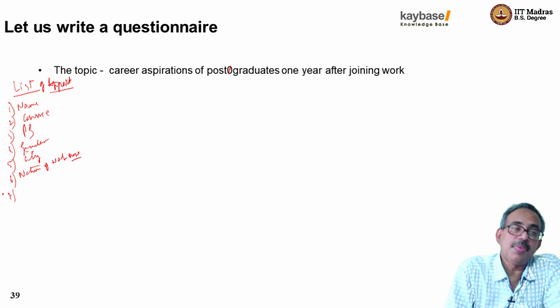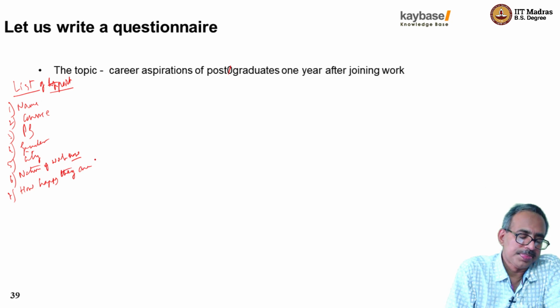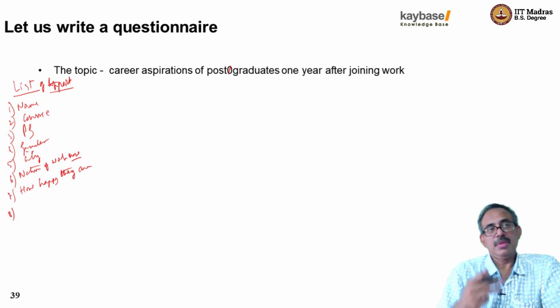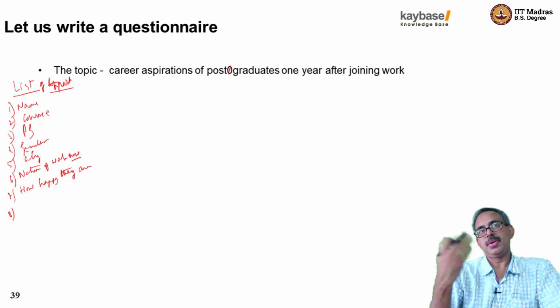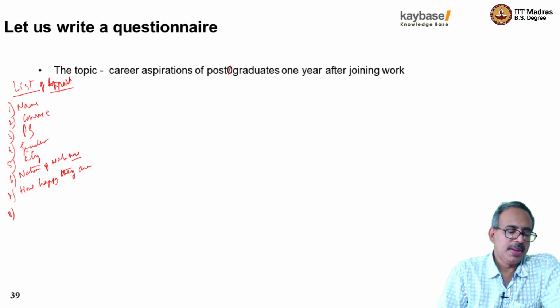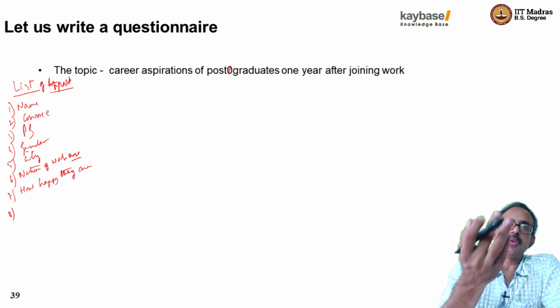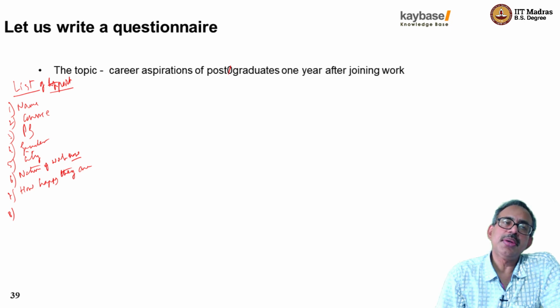Okay. And then what? Do we want to know how happy they are with the current work? Yes. Why? I'm writing it, but why? Only if we know how happy they are, we can find out what their aspirations are. Okay. What is career aspiration? Is it when they are 60 or 50? Not clear. No, what is career aspiration?